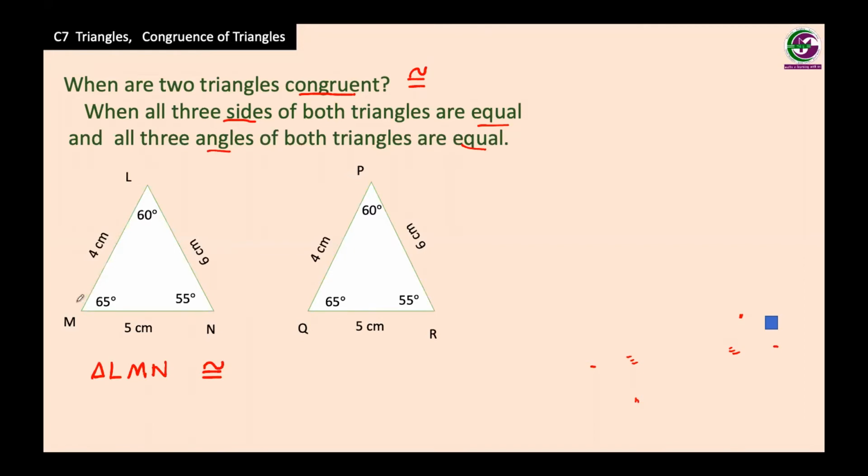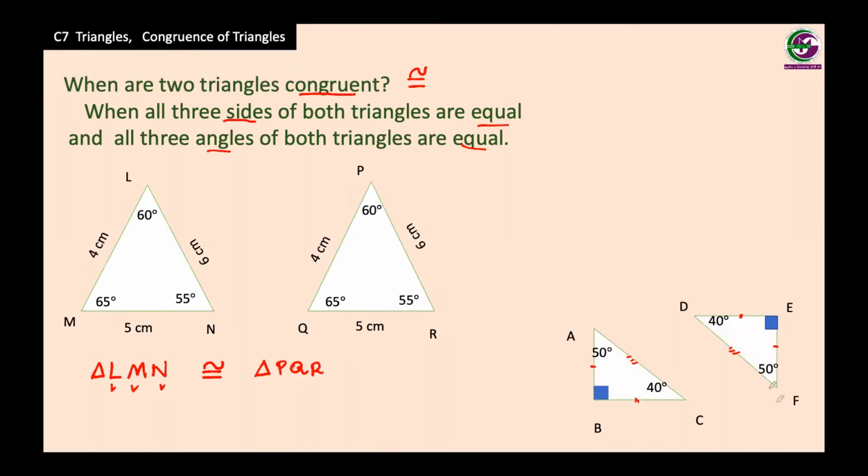So triangle LMN is congruent to triangle. Now we have to be careful. First angle is L, which is 60. So we have to choose what is 60 from here, which is P. So first it should be P. Next angle is M, which is 65. So we have to go to 65, which is Q. Next angle here is 55, which is N. So here 55 is R. So this is how you can write that triangles are congruent. And how do we read it? Triangle LMN is congruent to triangle PQR. Let us see another example.